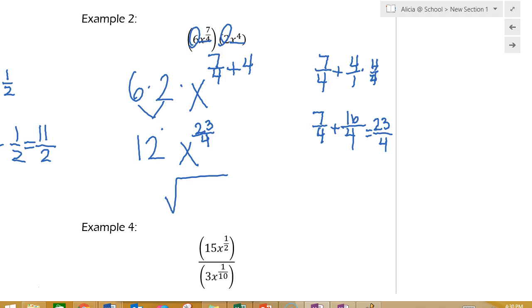I know my 12 has an exponent of 1 because 12 and x are not in parentheses. They're not grouped together. So my 12 is going to be outside of my radical. My x is going to be inside of the radical. My numerator is going to be 23, and my root number is going to be 4.